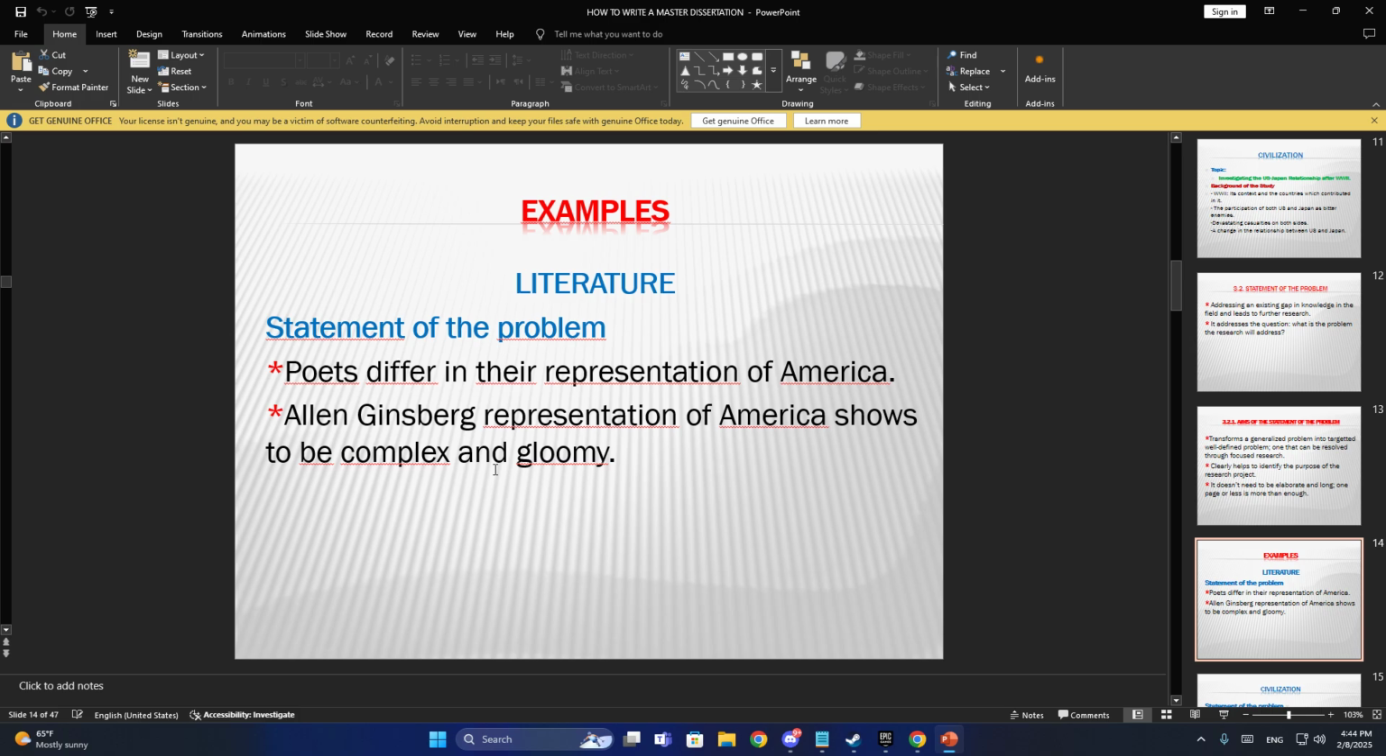Then I have noticed, this is the second point, which is just an illustration, that Allen Ginsberg, because this is the case study that I am going to discuss and analyze, his representation of America shows to be complex and gloomy. So I have to see why he is different from the other poets, what makes him distinguishable from the other poets.